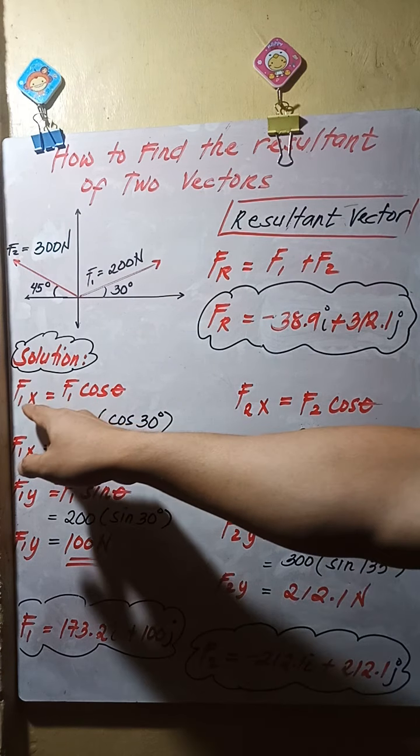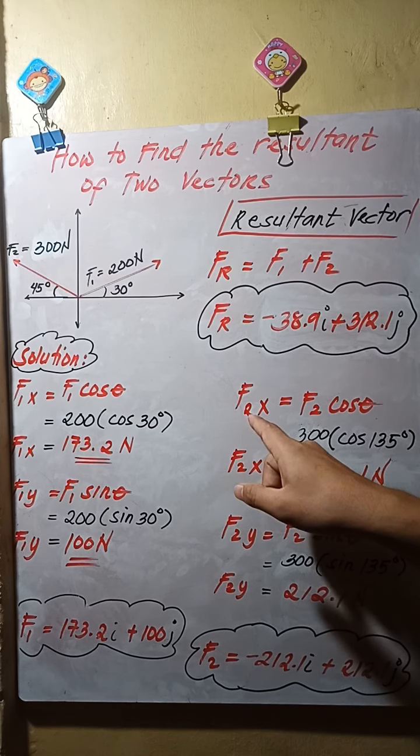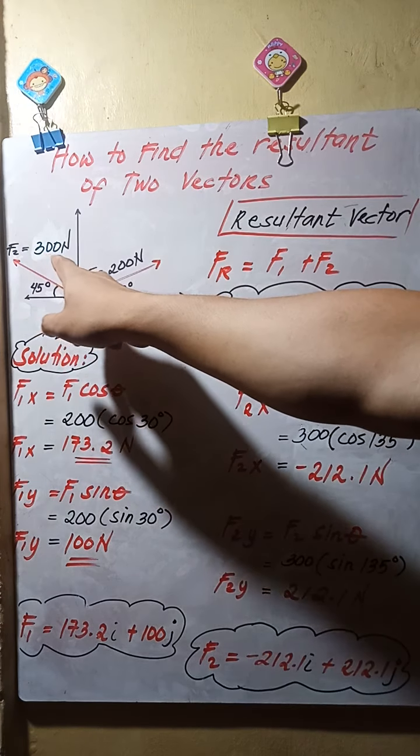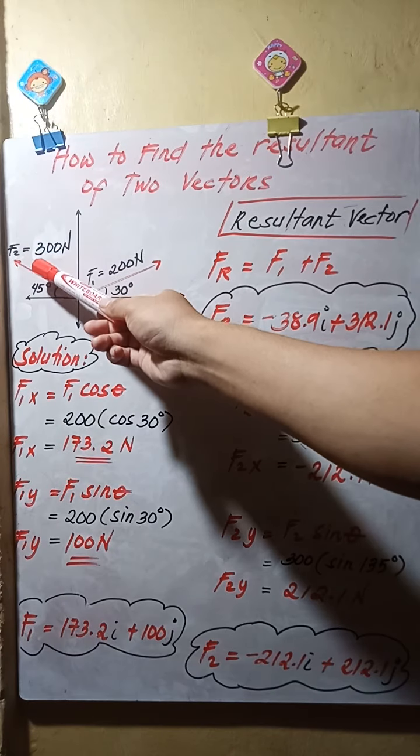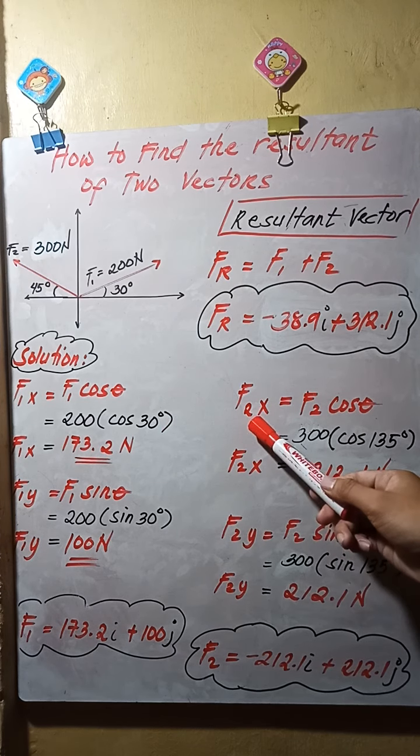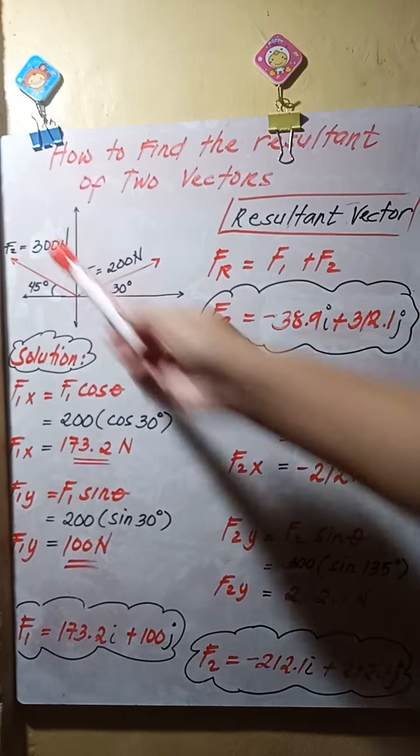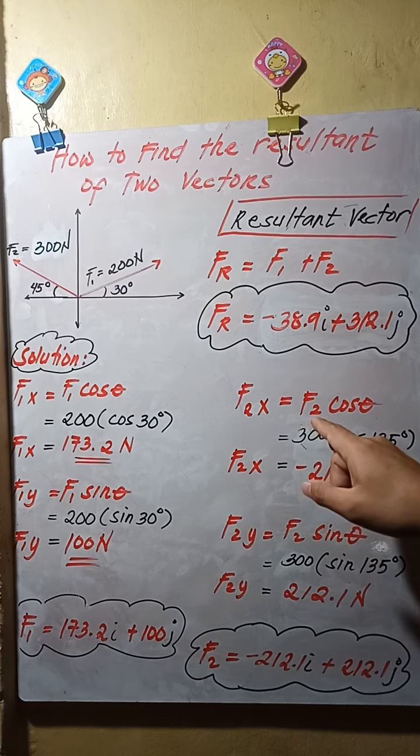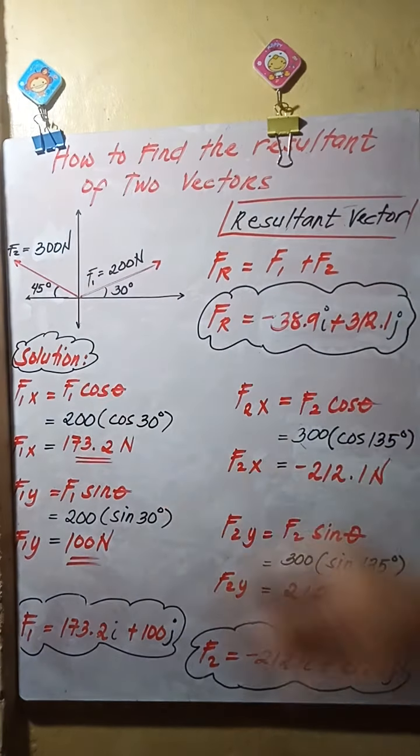Again, the same process natin, F2, x pa rin siya. Kasi nga, ayun naman yung magiging problem natin na F2, but that is just 300 Newton. So, again, F2, ilalagay ko F2, and then cosine theta. The same din cosine. Pero dito, F2 na siya. Ibig sabihin, ayun na yung gagamitin natin. So, what is your F2? That is 300.